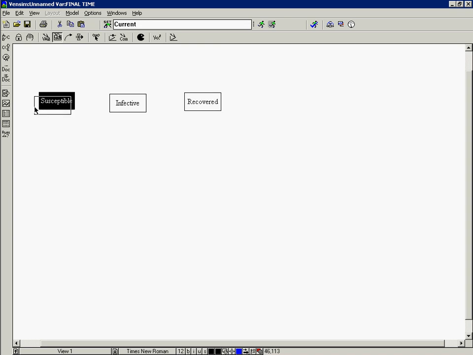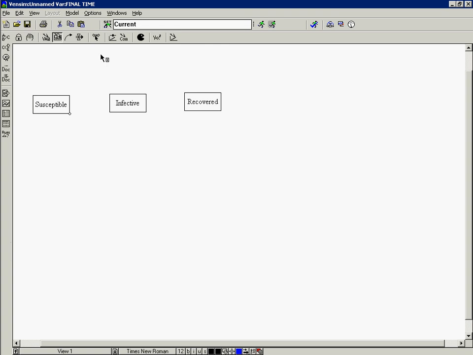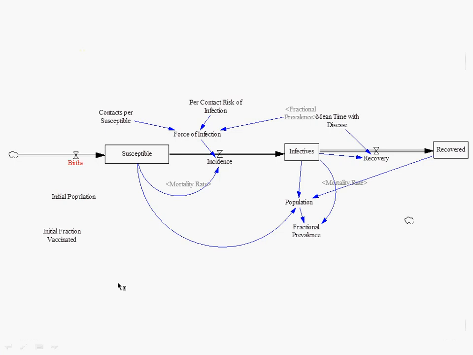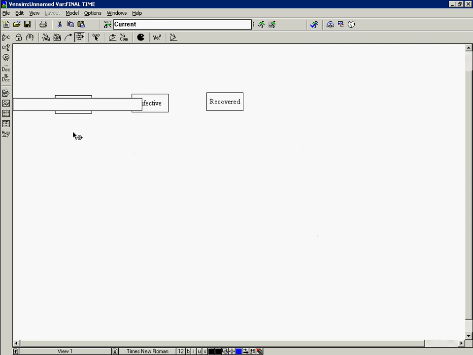Okay, so we've just entered 3 stocks. Now we want to enter some flows between them. Initially, I just want to stay consistent with this. We'll go into this mode here to enter rates or flows. Click over here and then click on the stock, and we'll say bursts. And so I'm in this mode for the rate.